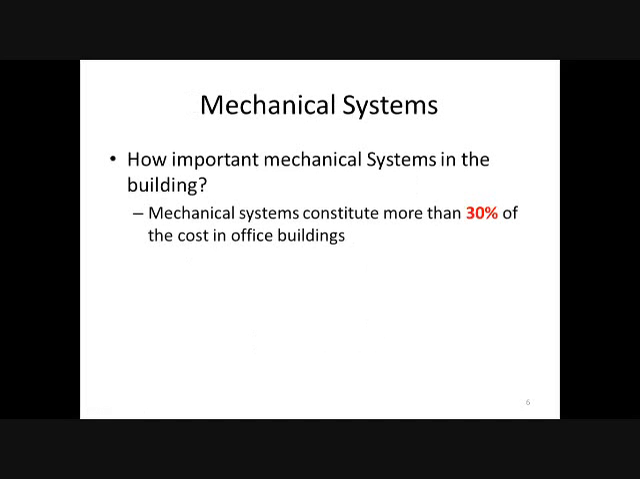Our mechanical systems are a major element in the building nowadays. They constitute more than 30% of the cost of office buildings. So when we look at them and try to make them efficient and productive, we are impacting the initial cost of the building and the running cost afterwards. Of course, also the structural system makes about 30-35%, finishing about 8 to 10%, and then you have the equipment and many other elements. But mechanical systems, they take more than 30%.